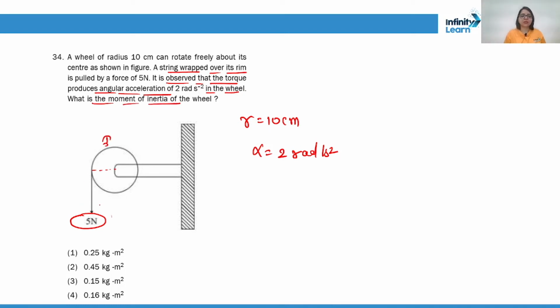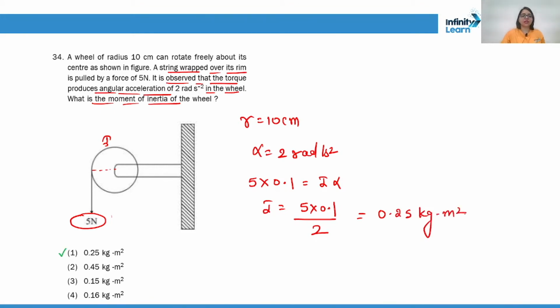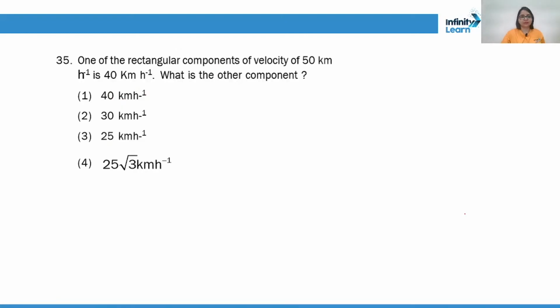So, the torque produced by this 5 Newton force will be F into R, which is 5 into 0.1, and this is equal to I into alpha. So, I will be 5 into 0.1 divided by alpha, which is 2. Right, so it is 0.5 divided by 2, which is 0.25 kilogram meter square. So, the correct answer is option 1.